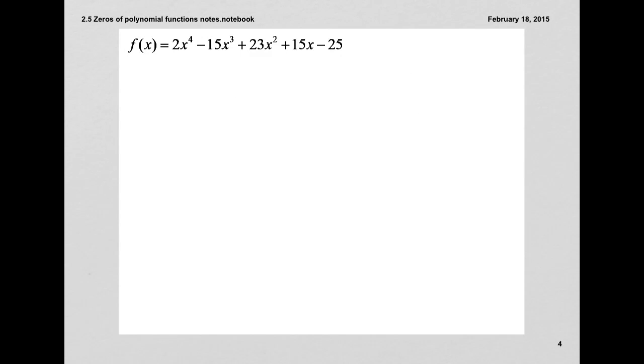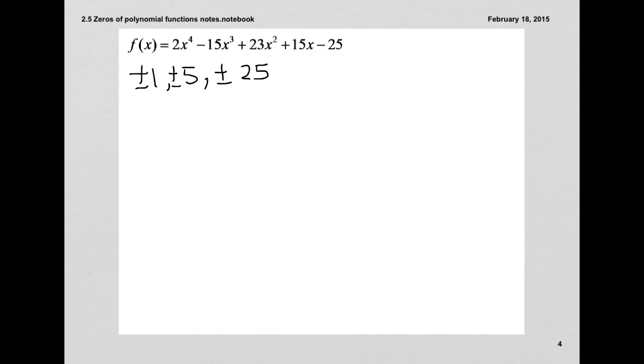Okay, this time our possible roots are going to be just a little bit different. Our multiples for negative 25 are plus or minus 1, plus or minus 5, and plus or minus 25.